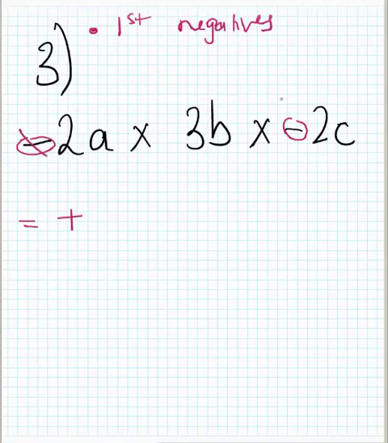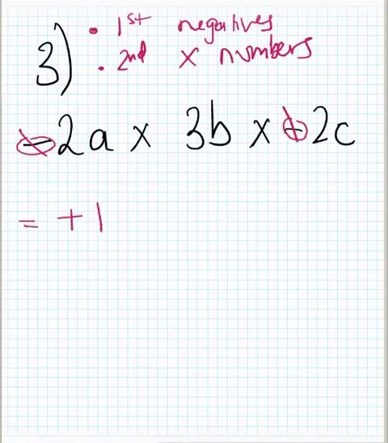And that's taken care of. The next step, so our second step for this one, is to multiply our numbers. So times the numbers. So what numbers do we have? We've got 2, 3, and 2. So 2 times 3 is 6, and 6 times 2 is 12. Our numbers are taken care of.